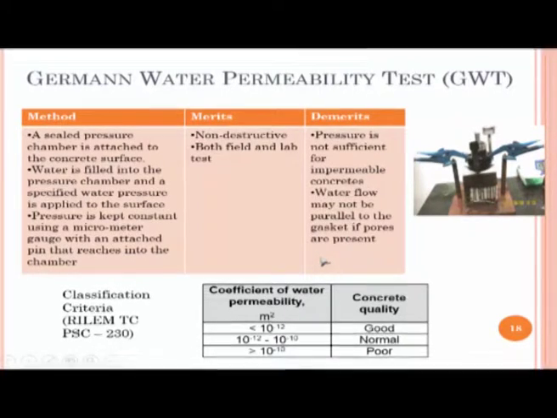The problems are that the pressure may not be sufficiently large for impermeable concrete. If the concrete is of very high quality, you will not get anything from this test at all. And if you have surface porosity which is not uniformly distributed, you may get leakages in this instrument which are not easy to resolve. Nevertheless, there are some criteria you can use to determine the quality of your concrete. For example, as per some classification criteria, if the coefficient of water permeability is less than 10 to the power minus 12, your concrete quality is good. If it is greater than 10 to the power minus 10, the concrete quality is poor. So different estimates can be given for the quality of your concrete based on its performance in this test.